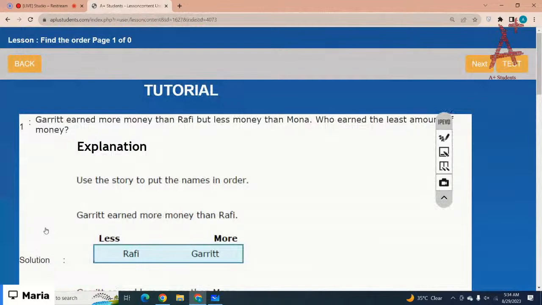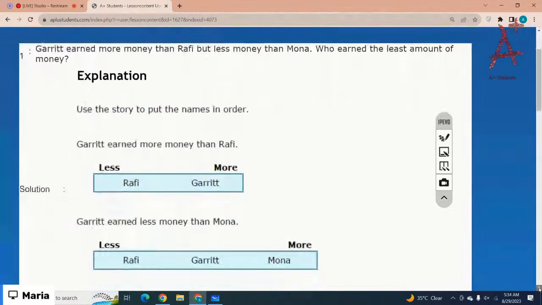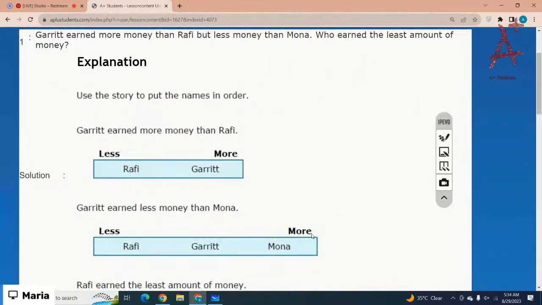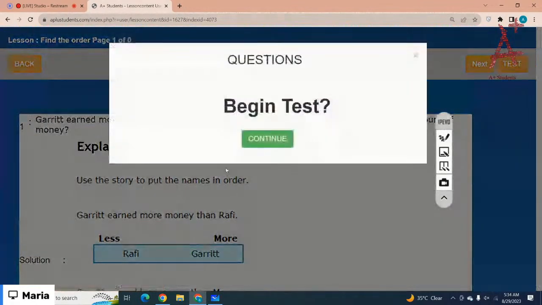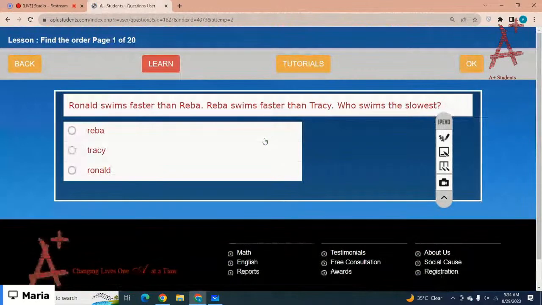Okay, Garrett earned more money than Rafi, but less money than Mona. Okay, so Garrett earned more than Rafi, but less than Mona. That means Garrett earned less than Mona. So here is Garrett and here is Mona. The question is who earned the least amount? The least one is Rafi, right? These questions are very easy. You just have to understand one thing. Let me explain which one.